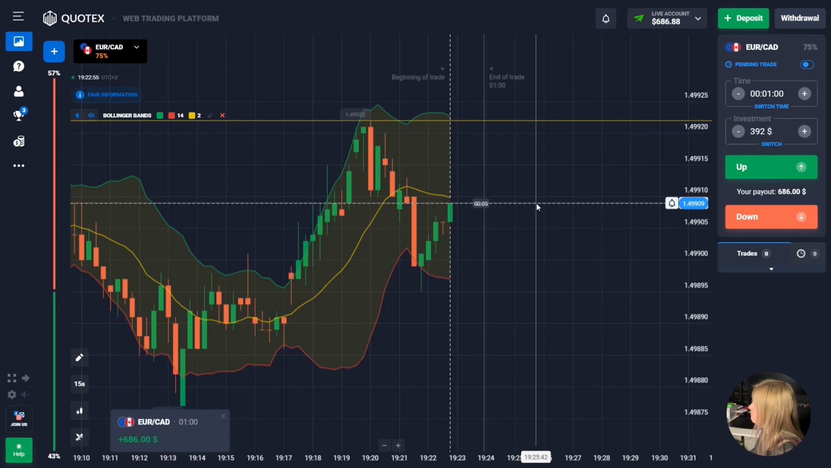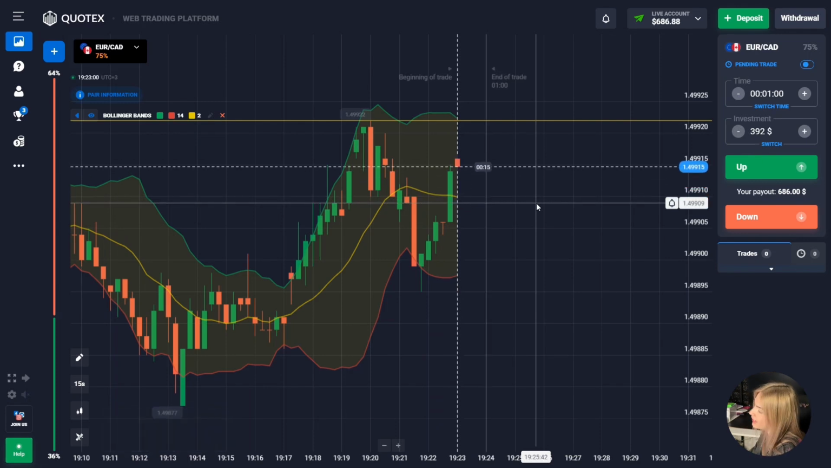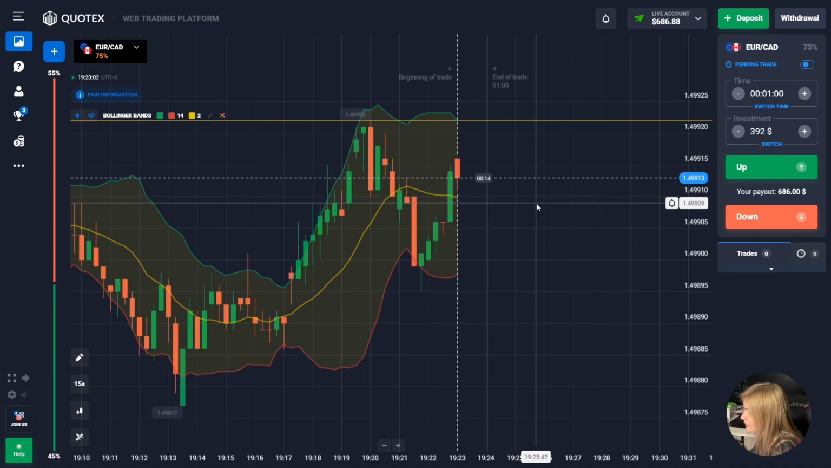Well, guys, that's great. As you can see, the price is moving according to our scenario and it is approaching the marked level. This is how we made the profit here. Also, 1 minute in this case was just perfect for us. And so, guys, let's continue.